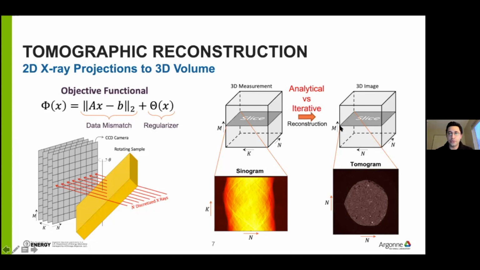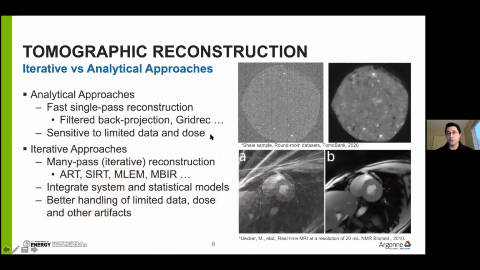There are two groups of reconstruction algorithms. One group is called analytical, and the other is the iterative reconstruction techniques. There are significant differences between those two categories. Analytical approaches are typically fast, single-pass reconstruction techniques. They take only one pass over the sinogram datasets, or the whole measurement datasets, and can directly generate the corresponding 3D volume. There are many algorithms that can do this. Filtered back projection and gridrec are two of the widely used algorithms for this. However, analytical approaches are typically sensitive to limited data or any artifacts in the measurement data set.